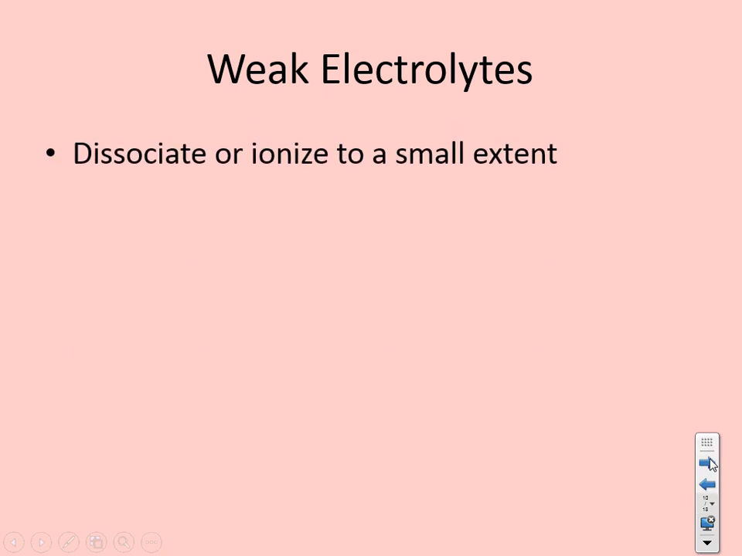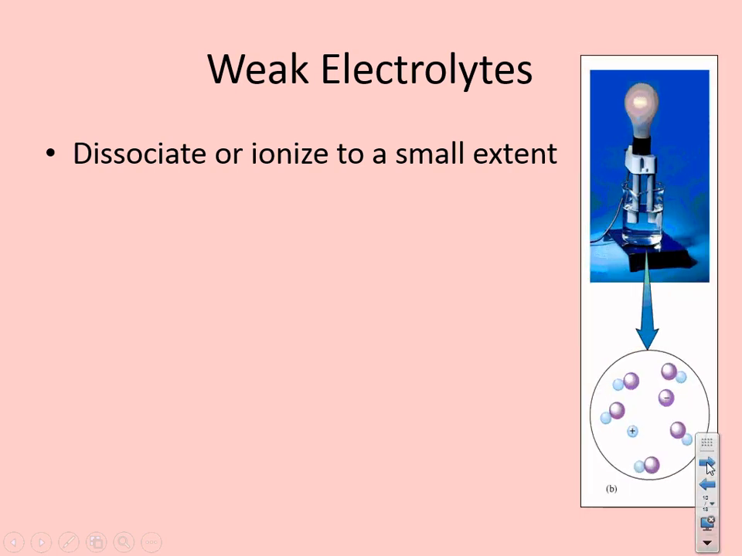Weak electrolytes only dissociate or ionize to a small extent. So when you test it with a light, you're just going to get a very dull or dim light. So if you look here, you only have 2 ions. All the others are molecules to represent the weak electrolyte.